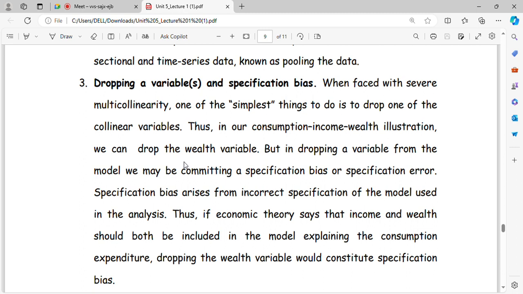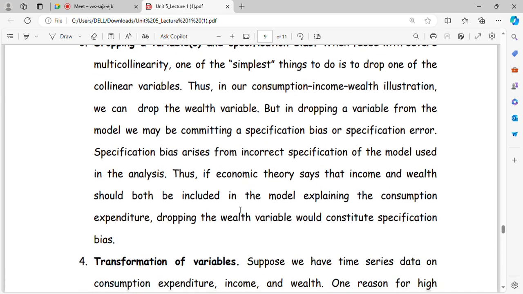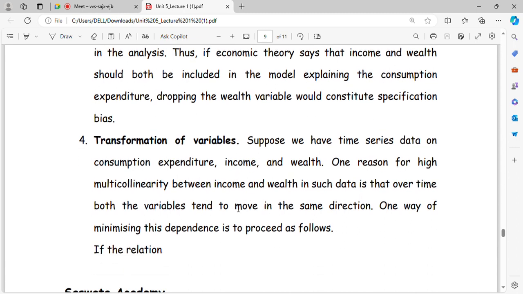Why? Because by our own hand, we are eliminating some information, which may be important in our research work, and that can obviously affect my regression equation, which can affect my research. Specification bias arises from incorrect specification of the model used in the analysis. Thus, if economic theory says that income and wealth should both be included in the model explaining consumption expenditure, dropping the wealth variable can constitute specification bias. Clear? Fourth is to transform the variables.